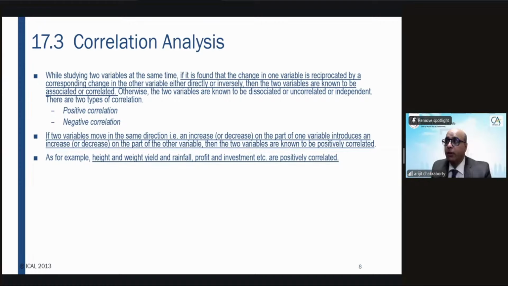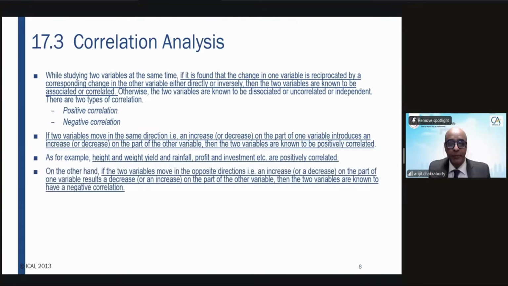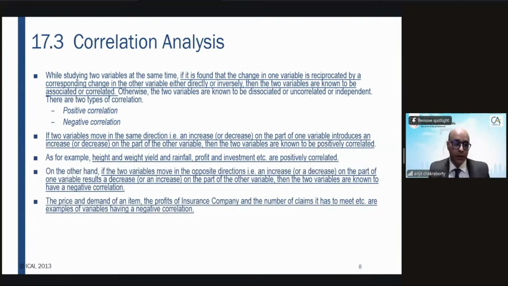So please note that there are two types of correlation coefficients or relationship. First, we have the positive when both the variables move in the same direction, and then we have the negative when one moves up and the other goes down. That means two variables moving in opposite direction. So one is going up, one is coming down. So this is called negative correlation or sometimes inverse relationship. Price and demand. As price goes up, normally demand will fall.